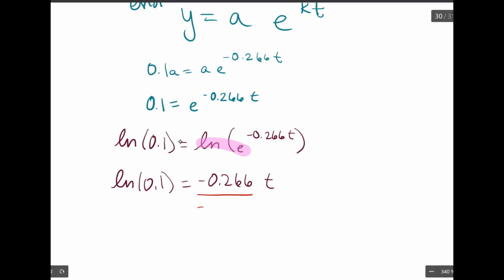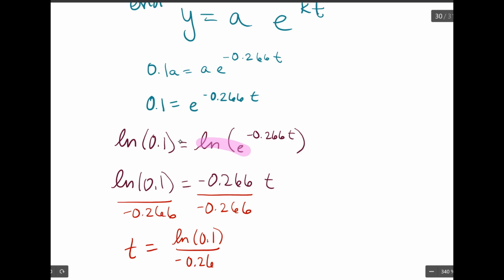Divide both sides by negative 0.266. You find the time is equal to... Do you want me to show you how to plug this into your calculator? Are we okay? Does anyone want me to show you? Yeah. Okay.